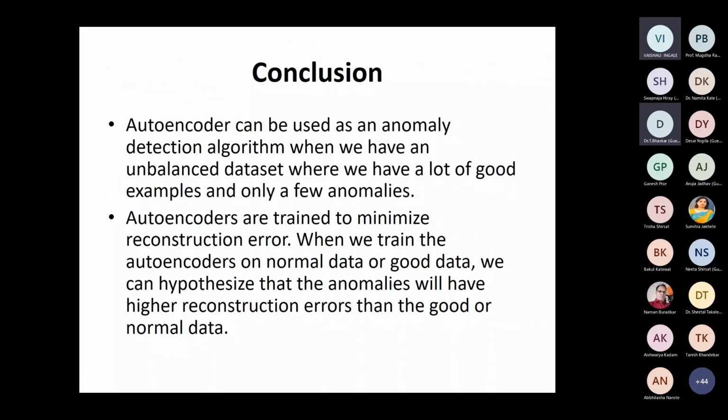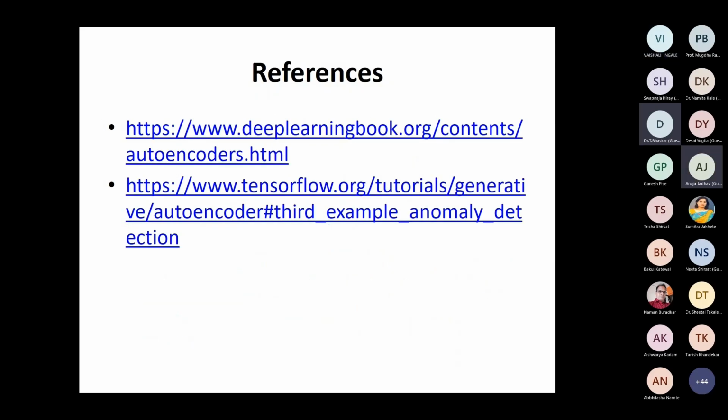As we said, the conclusion of this autoencoder is that it can be used for anomaly detection, and it works well with an unbalanced data set also. So these are the references that we used to implement this assignment.